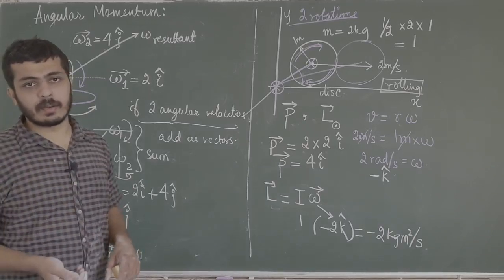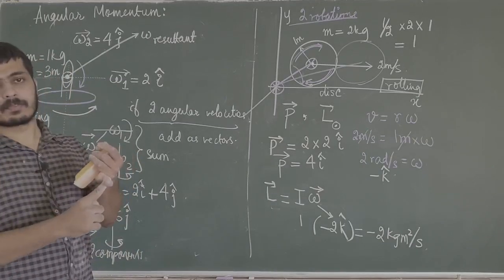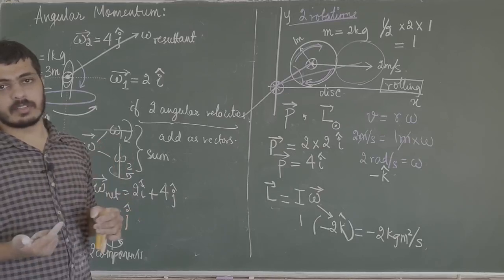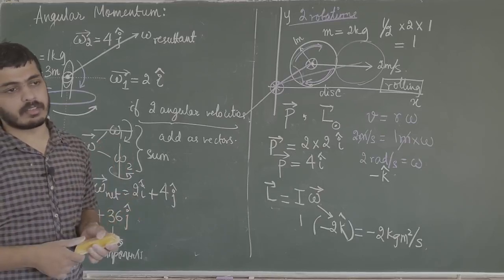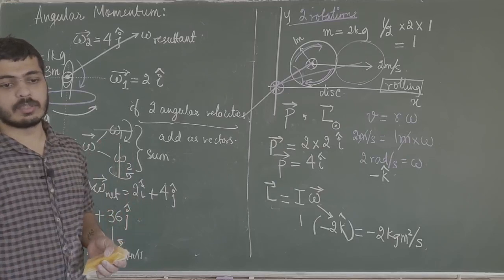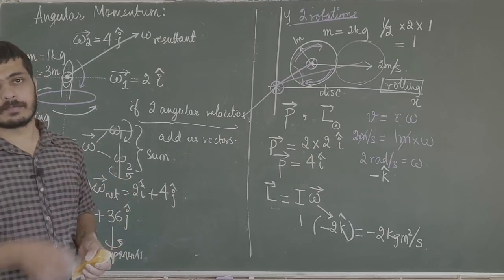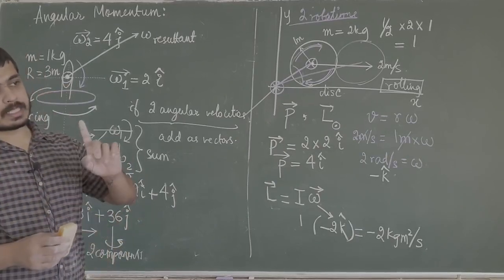So whenever something is rotating, no matter in what direction that thing is rotating, you can find out the angular momentum by finding out I. I is not going to be difficult for you to find out. We can easily find out the value of I. The other thing that you'll have to do is you'll have to find out the value of omega. So omega, normally it will be a single vector.